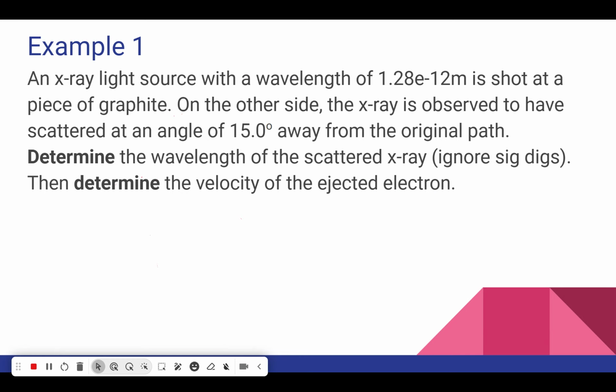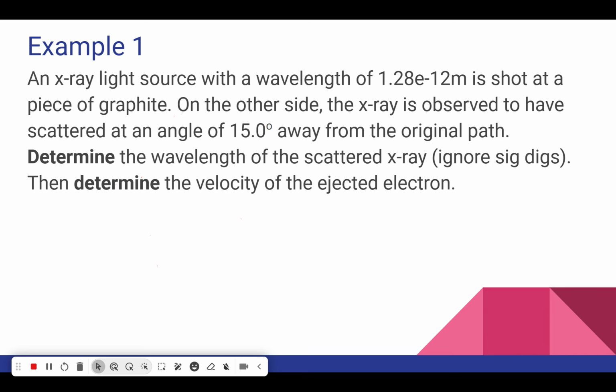So, I'll give as an example, we have an X-ray light source that has a wavelength of 1.28 times 10 to the negative 12 meters. That's got to be our incident wavelength because it's the X-ray light source. It's what we're going to be shining onto the graphite. And it says we shot that at a piece of graphite. On the other side, the X-ray is observed to have a scattering at an angle of 15 degrees away from the original path. Determine the wavelength of the scattered X-ray.